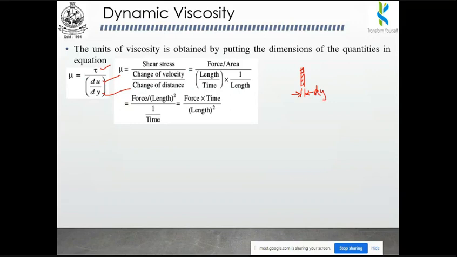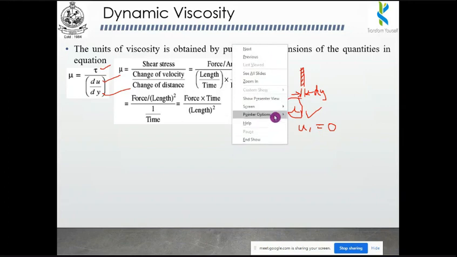Similarly, du is the change in velocity, that is u2 minus u1. This is the final velocity and this one is the initial velocity. In most of the problems, you will have only the final velocity, and the initial velocity will not be available. If it is not available, you can consider u1 as 0, because it may be negligible.